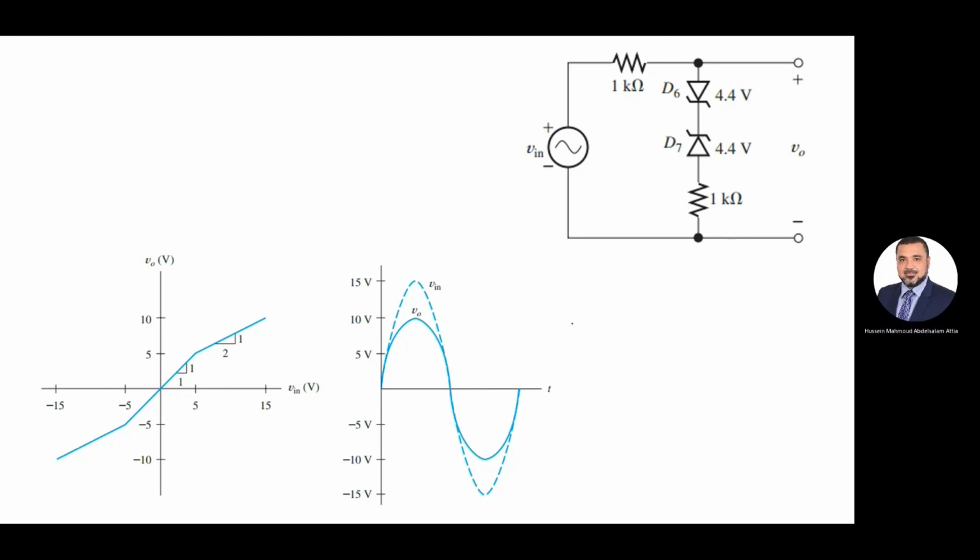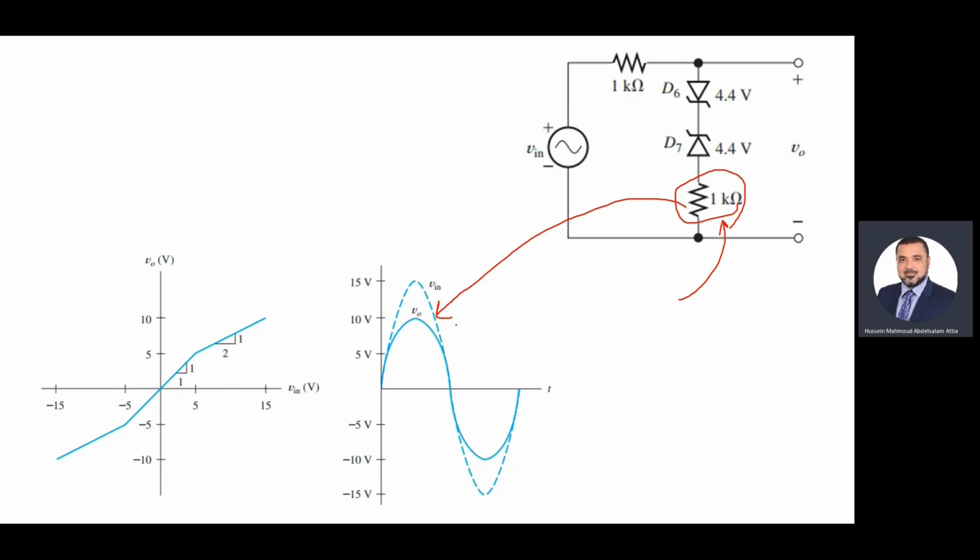Now, we have something new here. We have a resistor. The previous circuits didn't have this resistor. What does the resistor do? The resistor will produce an output which is not clipped, is not DC here. The output will have the same behavior as the sine wave because of the resistor. How does this work? Let's see.